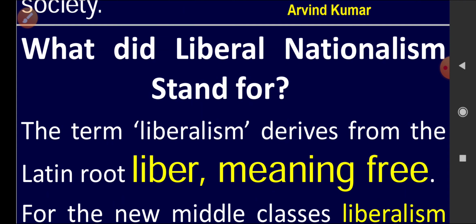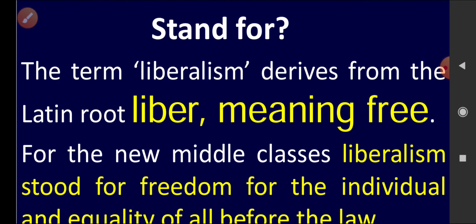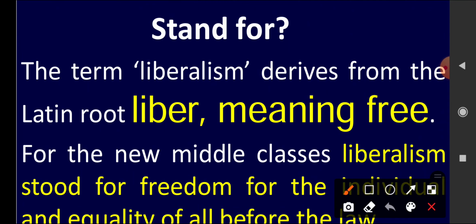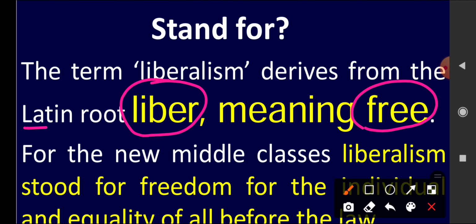Here the next terminology is, what did liberal nationalism stand for? This is the 2.2 para of this chapter. In liberalism, first of all we have to understand the meaning of the term liberalism. This word has been derived from the Latin root word liber. You might see on the screen, I have encircled this term liber. Its meaning is free. Liber means free.